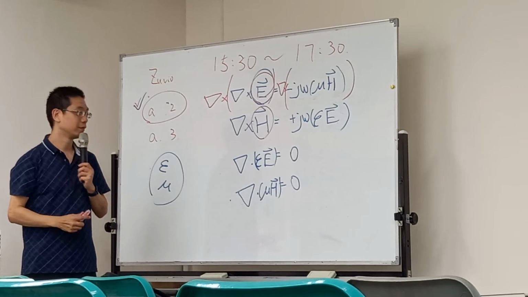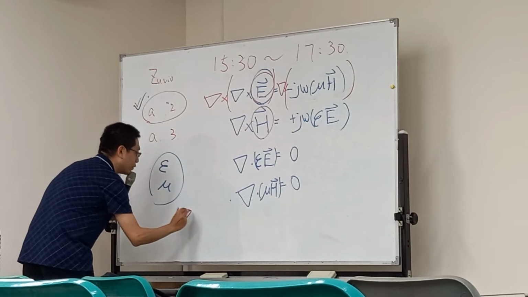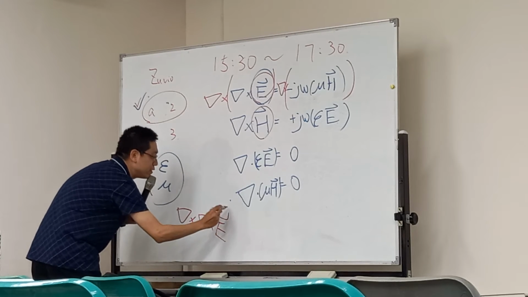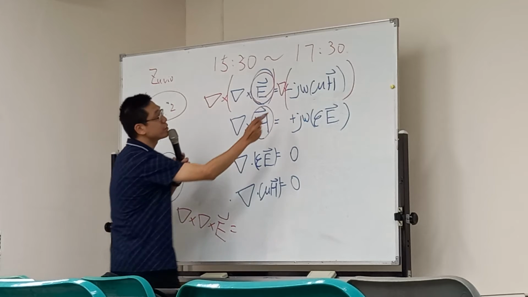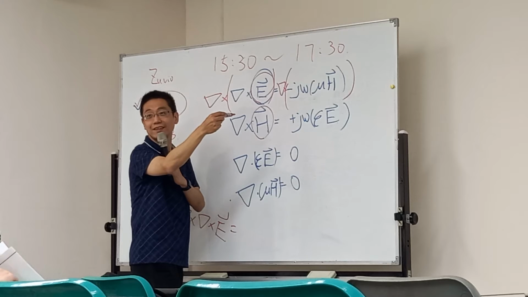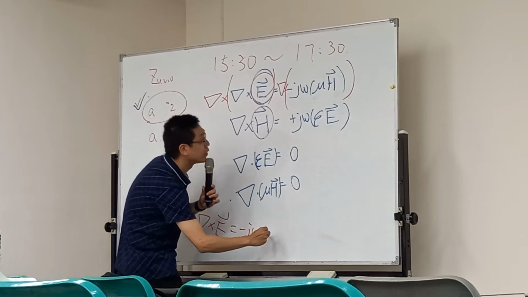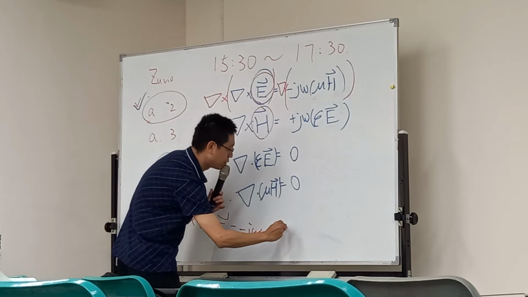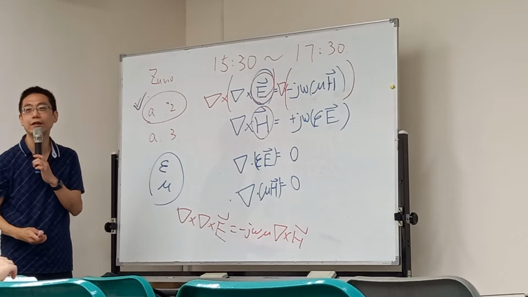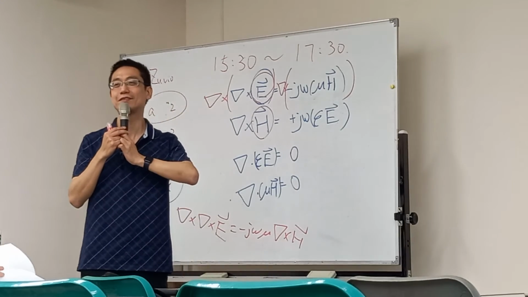Okay? So you will obtain the double curl of E equals, because those are minus j omega mu, those are scalar, so it's minus j omega mu times the curl of H. Right? Can anyone tell me what is the curl of H?